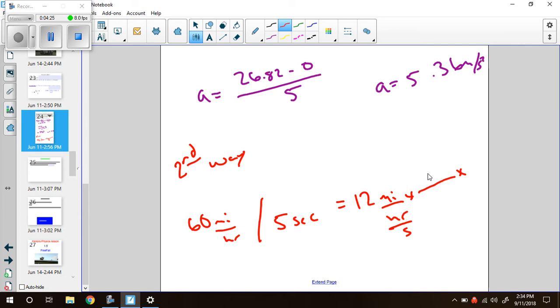So hours on top, for every 1 hour, 3,600 seconds, and for every 1 mile, we have 1609.3 meters, and you'll get the same answer, which is 5.36 meters per second squared. So either way is fine. I find that this way sometimes gets people a little bit more confused because you're dealing with per and per. If it doesn't, hey, more power to you. I'm all for you doing whatever is more comfortable to you.